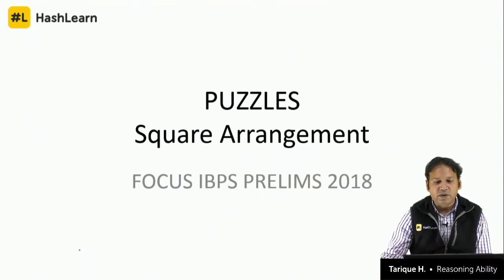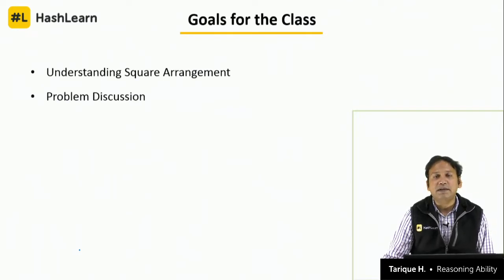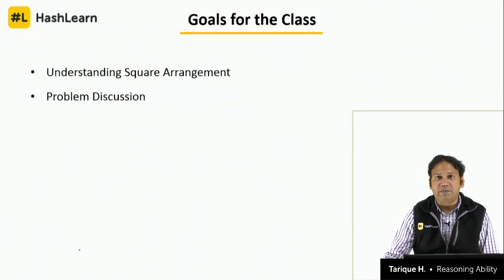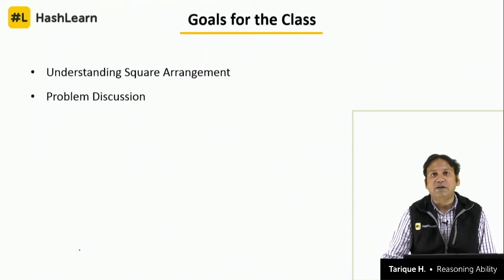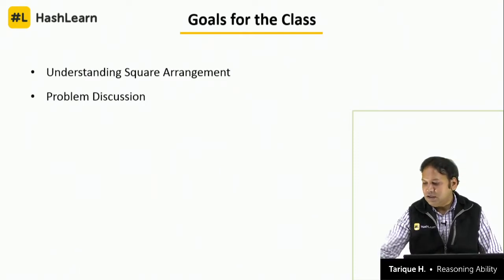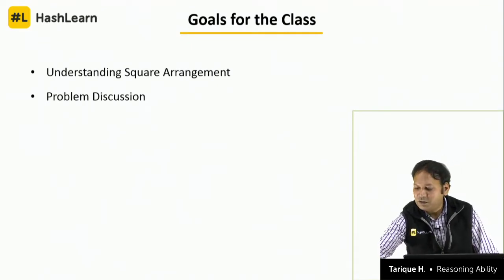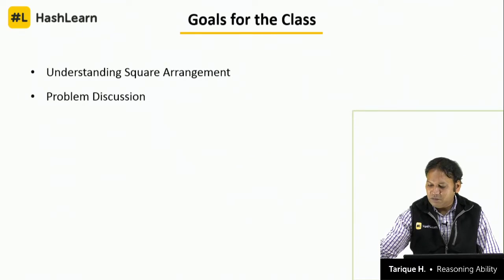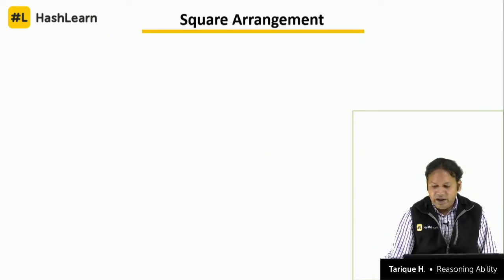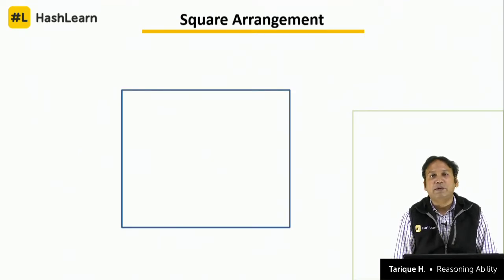So what we'll do is first understand what the square seating arrangement question type is, what the basic setting of a square seating arrangement question is, and then we'll also see advanced difficulty questions based on square seating arrangement, right? So let's start by discussing first the basic concept of square seating arrangement, what type of settings we have in the question.